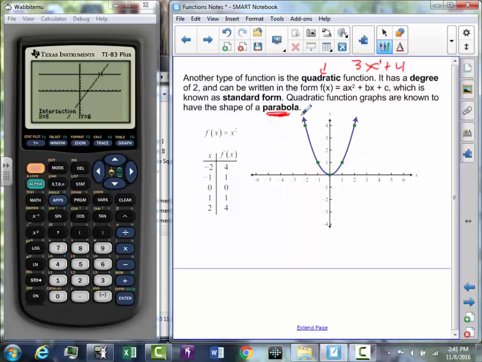Right? Because what happens when you square a number? If you square -2, you get a positive. If you square -1, you get a positive. If you square 0, well, you still get 0. Is it possible to square a number and get back a negative? No.